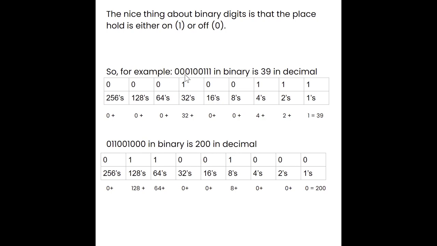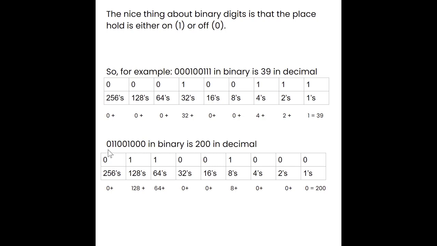So for example, if we put in 000100111, that's actually 39 in decimal. And that is because we are adding 0 256, 0 128, 0 64s, 1 32, 0 16, 0 8, 1 4, 1 2, and 1 1. So if we add 32 plus 4 plus 2 plus 1, we get the decimal number 39.